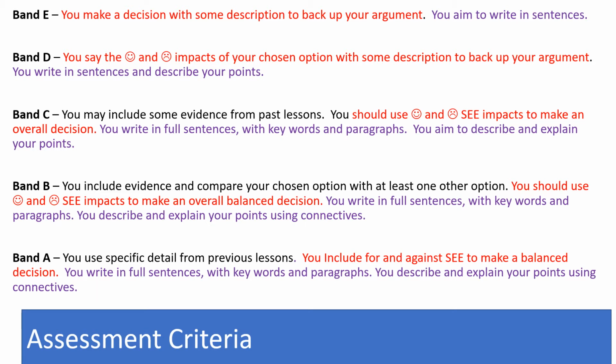Once you send this work in, it will be banded. The key thing we're looking at is for you to use lots of specific detail from previous lessons. You can use your book for notes. You can rewind a few slides if it helps you as well. You can try and include lots of things about sustainability. So C for sustainability. Talk about how it's socially, economically and environmentally sustainable or unsustainable. Try and use those words in your answer.